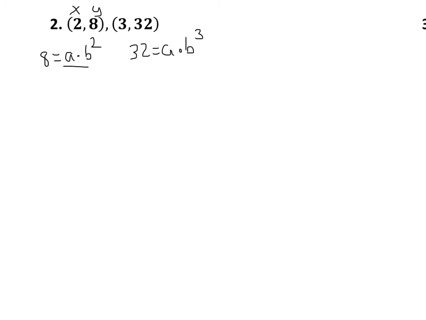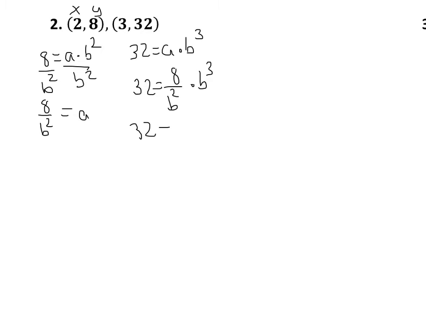Well, if I solve this one for a, divide by b squared, you get a equals 8 divided by b squared. Plug that in, 32 equals 8 divided by b squared times b to the third. So you get 32 equals 8b, because this is like being over 1. So 3 minus 2 is 1 on the top.